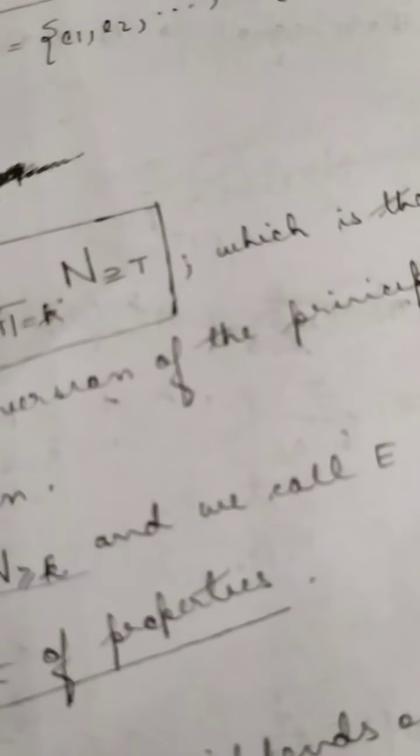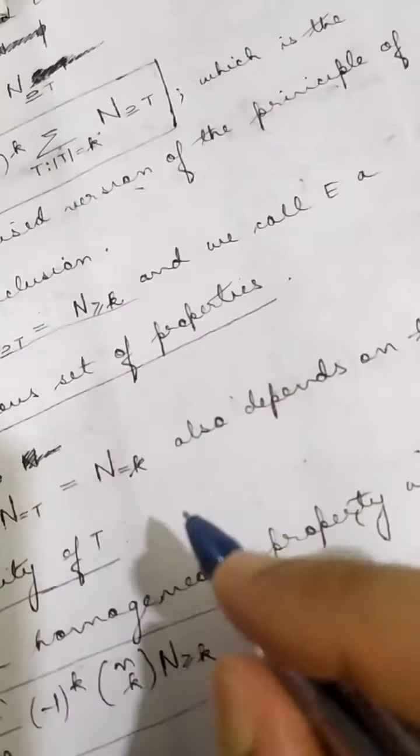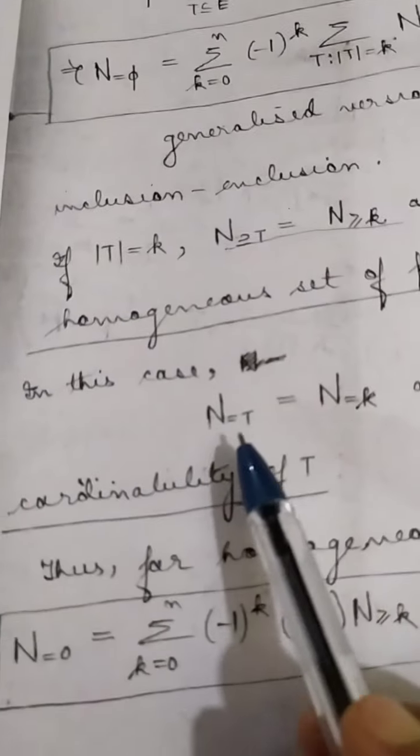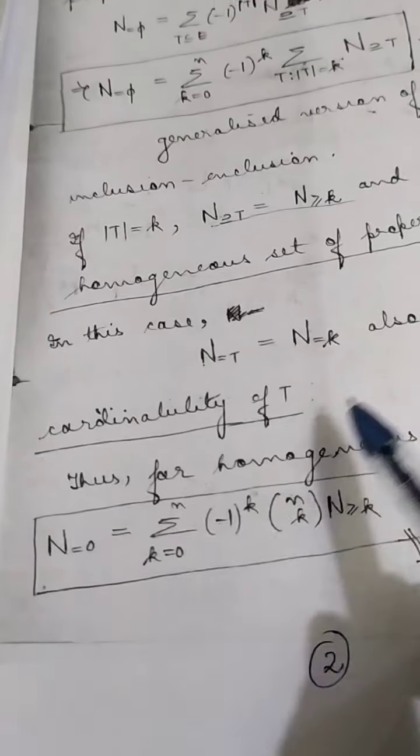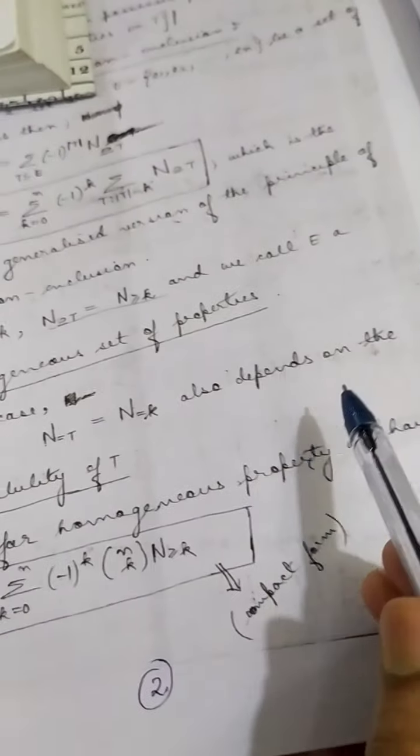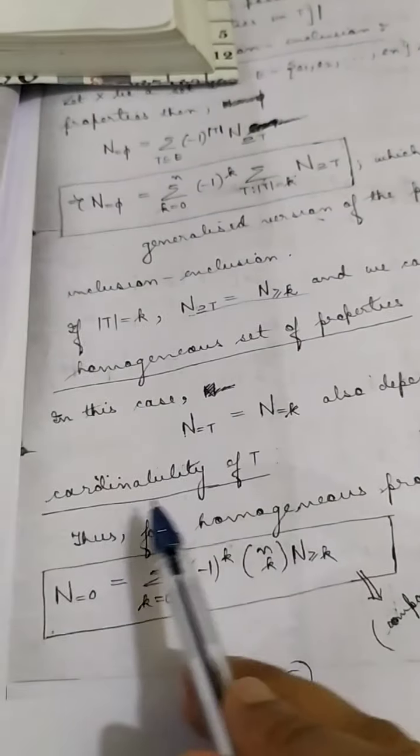This will be 0 actually, but it is not. This will be 0, the left hand side. This may be 0. Yes, this is 0 actually. Okay, this is 0 in this case, and t. Okay, in this case you can see we are going to write this equal to k, t is equal to k, and it depends on the cardinality of t.